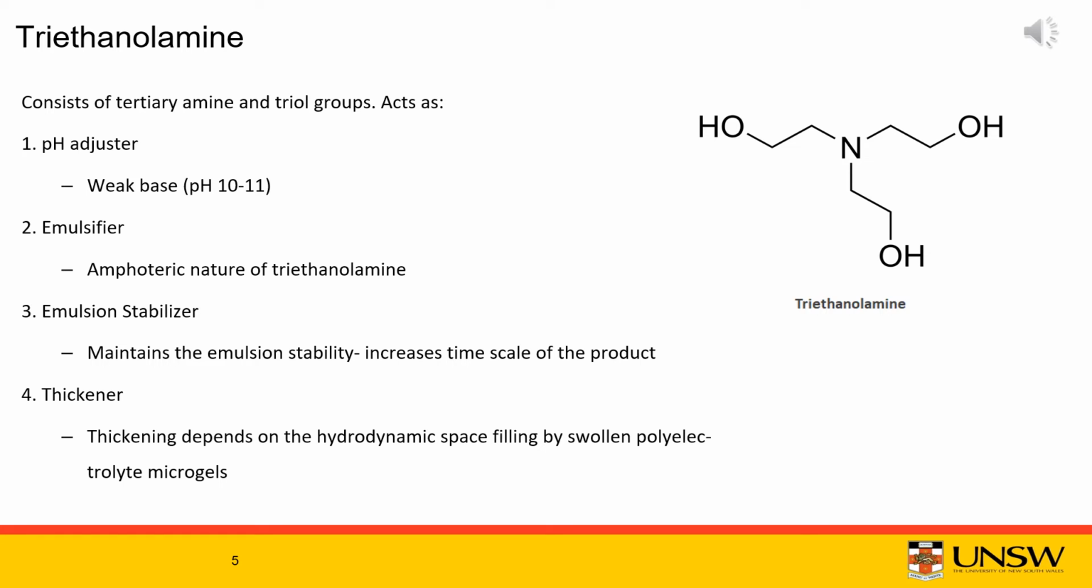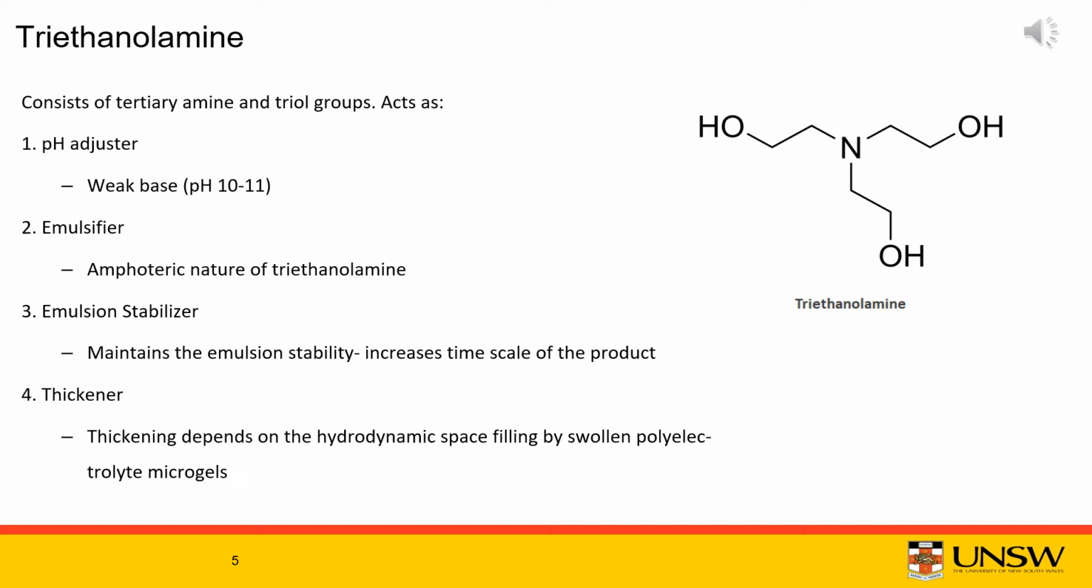Moving on to the next component of the product, which is triethanolamine or TEA. It is a clear, colorless, thick liquid which smells a bit like ammonia. The main purpose of TEA is to control the pH of the product. However, it is also used as an emulsifier, emulsion stabilizer, and as a thickener.